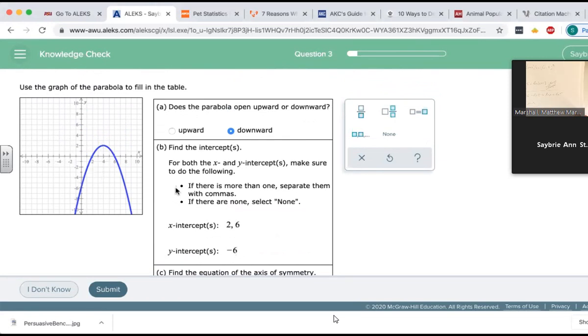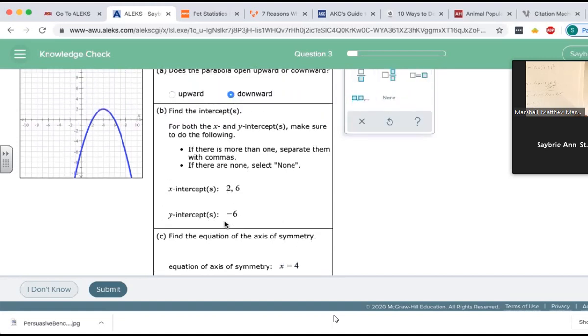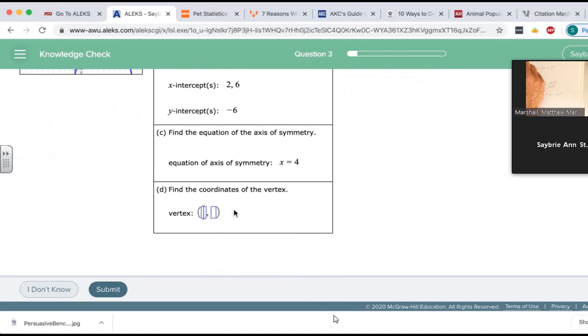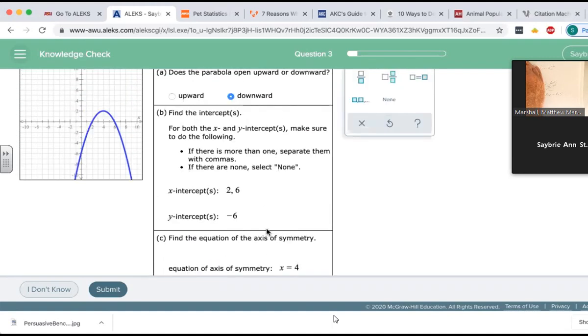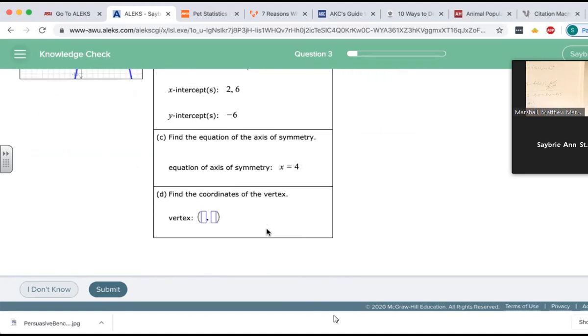So that's the equation x equals 4. Yeah, that's kind of just general. And then the vertex, that's the very top. It's like over 4 up 2. Yep. Go.